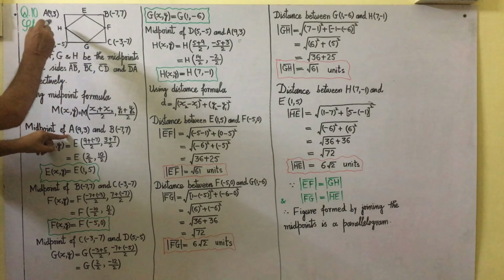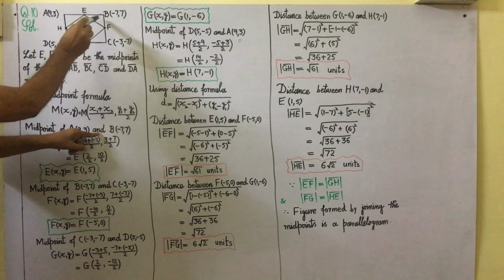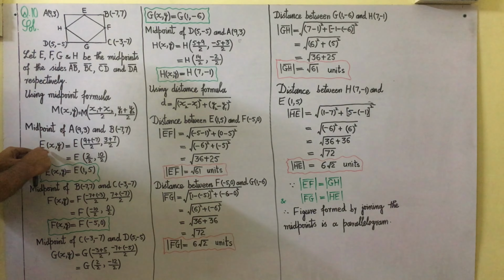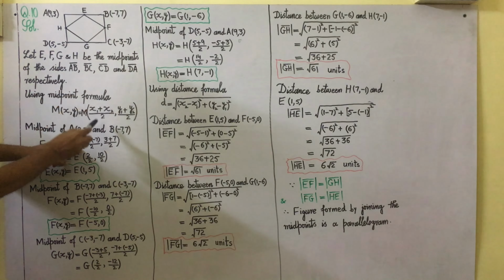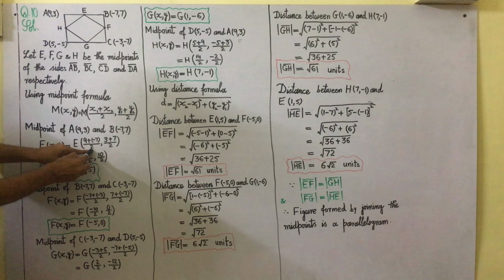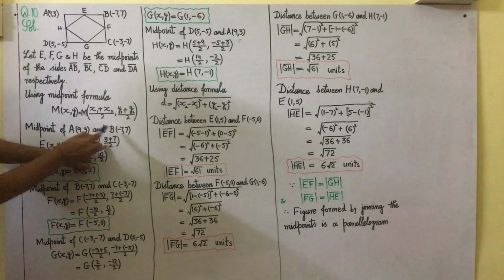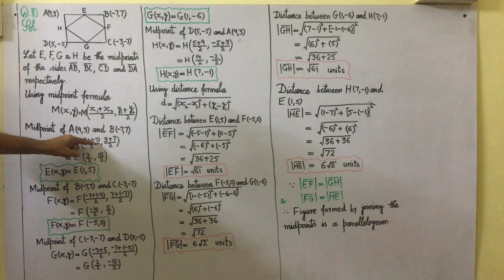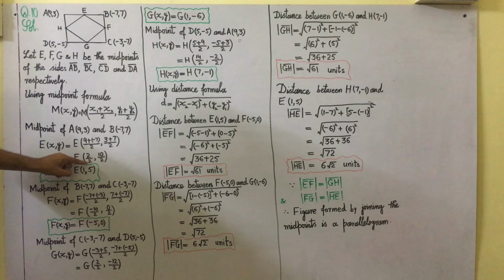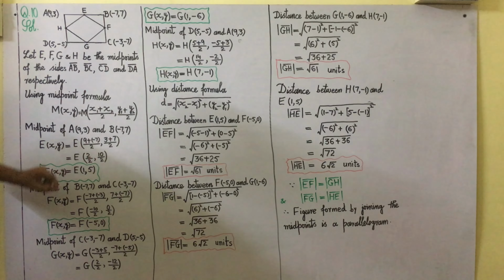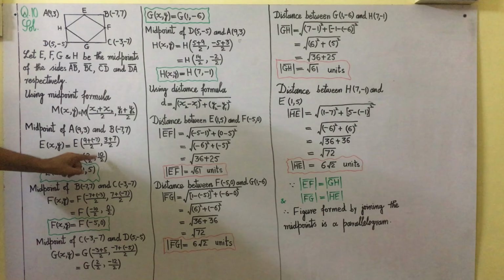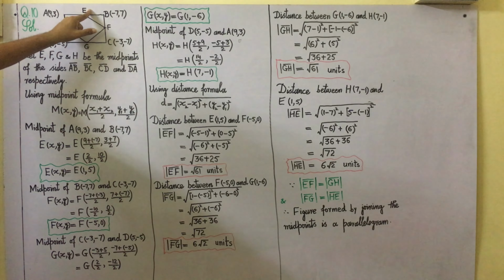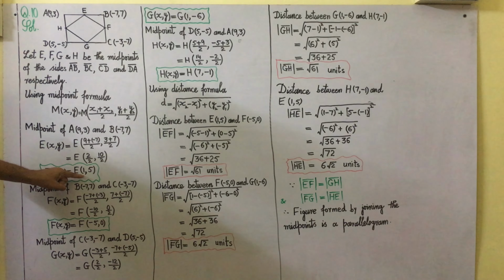Midpoint of A having coordinates (9, 3) and B having coordinates (-7, 7) is E. x1 plus x2, 9 plus -7 over 2, y1 plus y2, 3 plus 7 over 2. Plus into minus is minus, 9 minus 7 is 2 over 2, 7 plus 3 is 10 over 2. 2 ones are 2, 2 fives are 10. So the coordinates of the midpoint of A and B, which is E, are (1, 5).